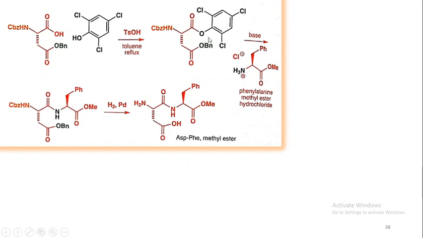After this, the ester is subjected to base, then in presence of phenylalanine methyl ester hydrochloride, this NH2 group attacks this carbonyl carbon, and the bond opens over this oxygen, and we get this as a product. And in the last step there is a deprotection by using H2, Pd. H2, Pd deprotects this benzyl ether and this CBZ group, and we got this as a final product.